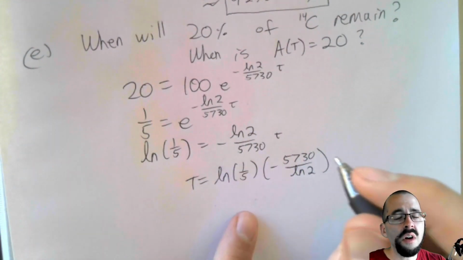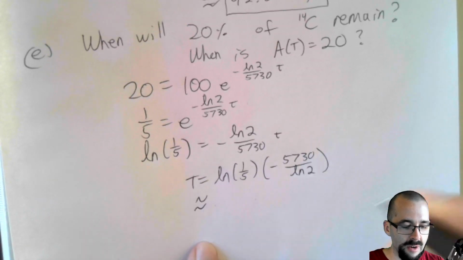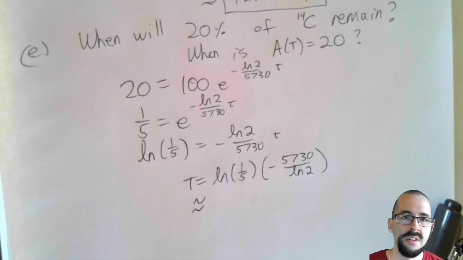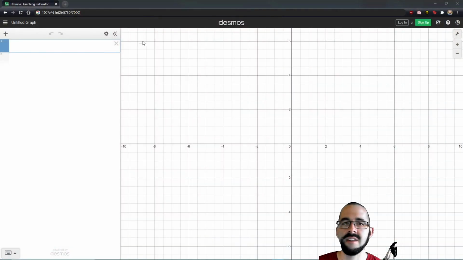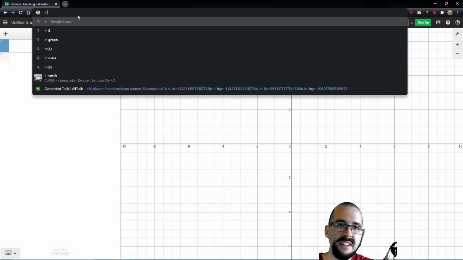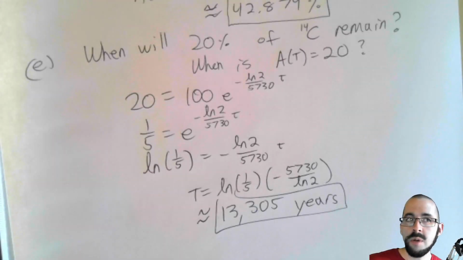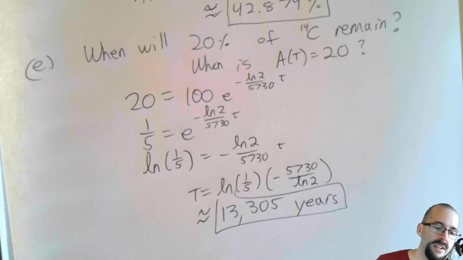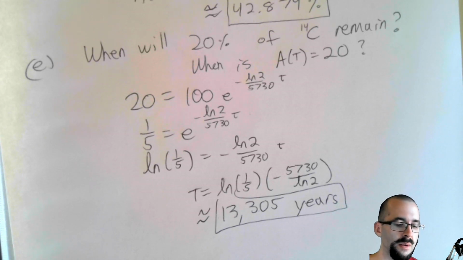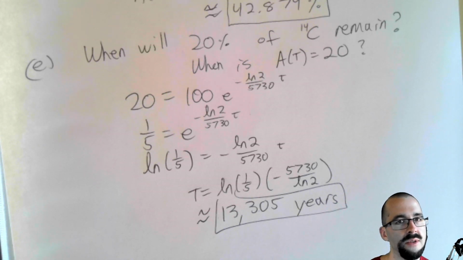We can do a couple things, but we're getting an approximation. So again, don't approximate until the very end. Otherwise you get compounding rounding error, which is not so good. So go off to your calculator and type this in. You're going to get that t is the natural log of 1/5 times negative 5730 divided by the natural log of 2, which is about 13,305 years. And again, we said our answer should be somewhere between 12,000 years and 17,000 years. And it is. So 20% of that carbon-14 is going to be left after about 13.3 thousand years.